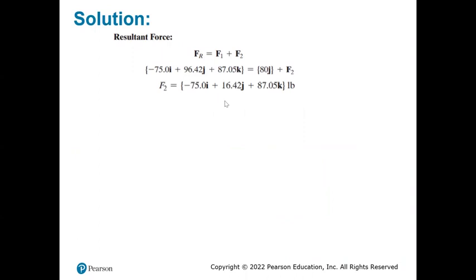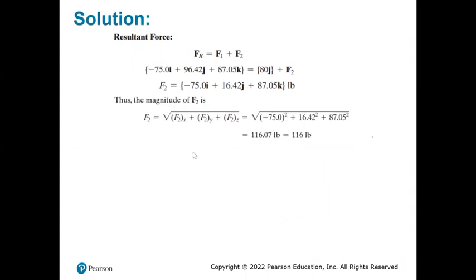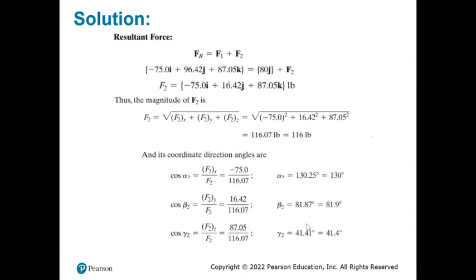And from there we can find our F2. The magnitude can be found from all this, and then from the magnitude and the unit vector we can get our F2. So that's how you solve this problem.